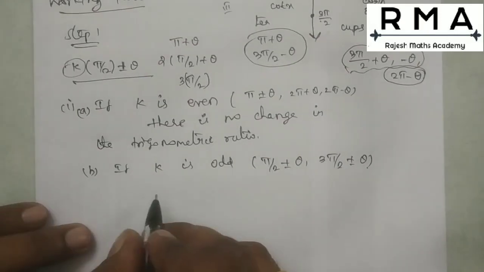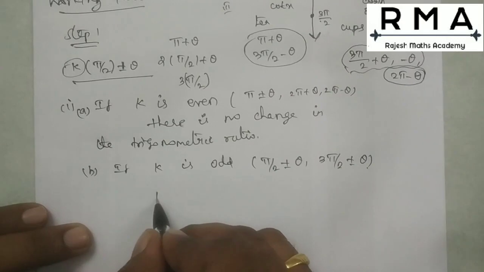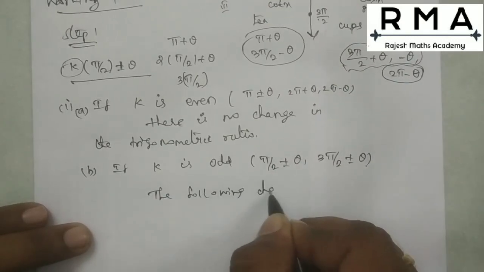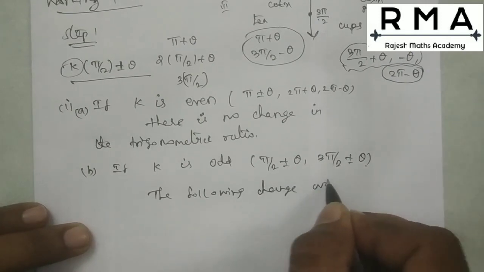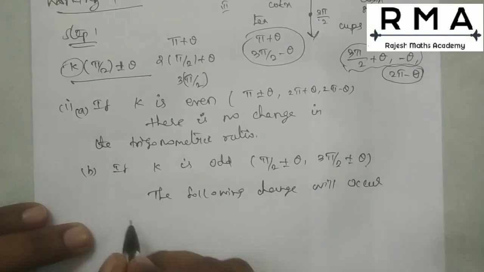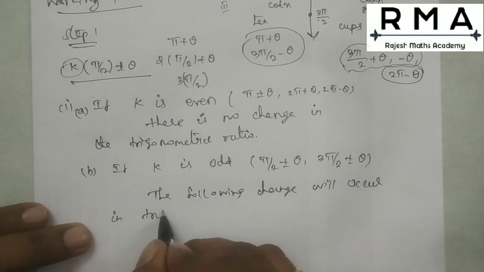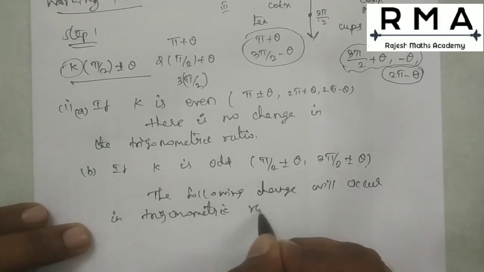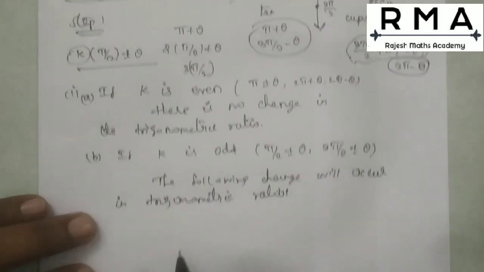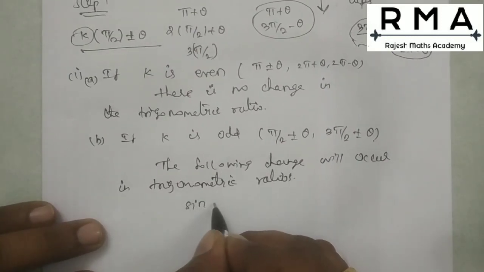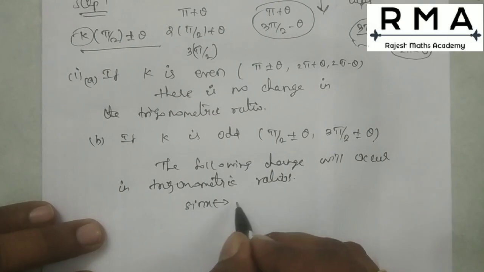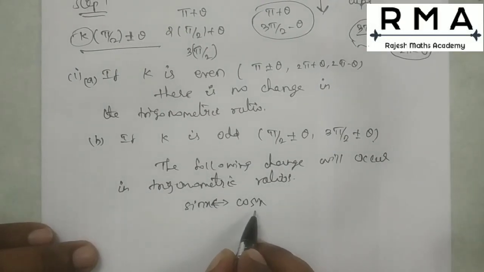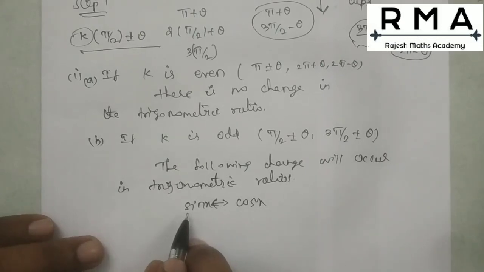So now what will come? If k is odd, the following change will occur in the trigonometric ratios. What are the changes? The sine function will be changed into the cos function, and the cos function will be changed into the sine function.